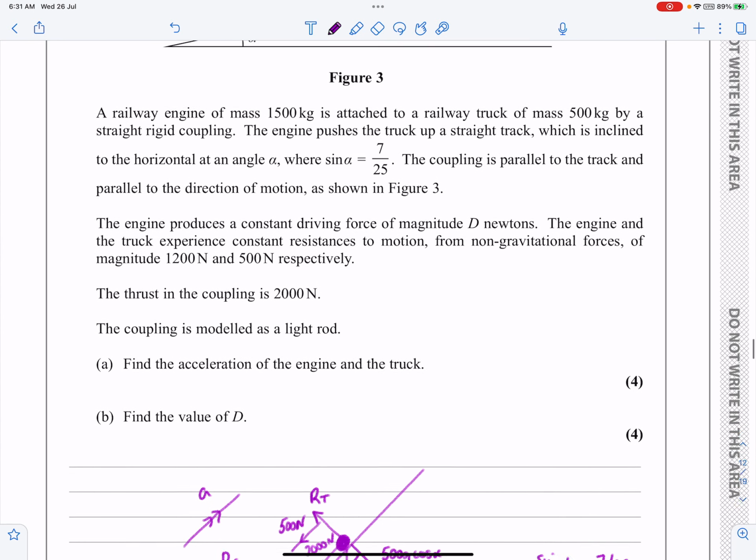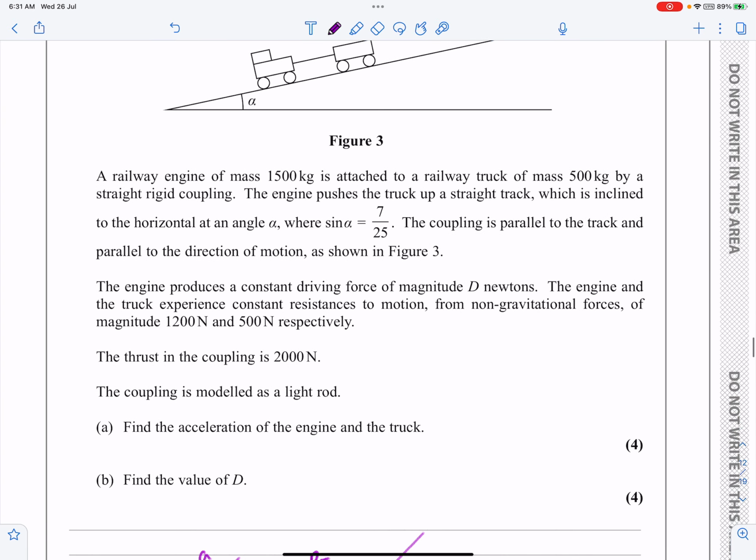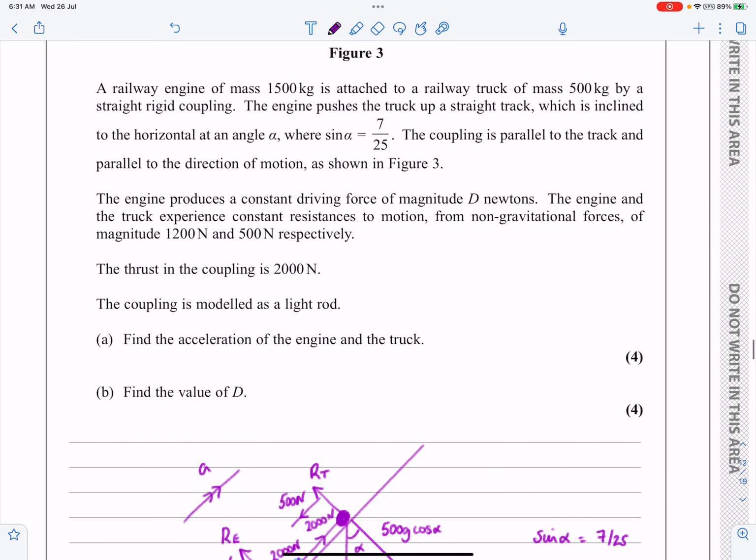So yeah, people don't like these questions where we've got connected particles going on an inclined plane, but hopefully that one makes sense to you.